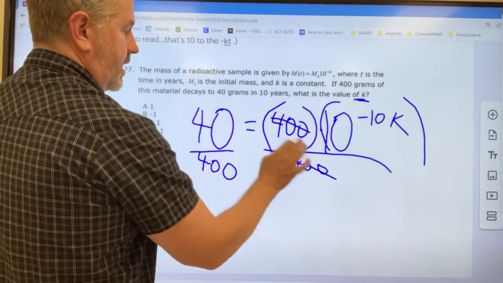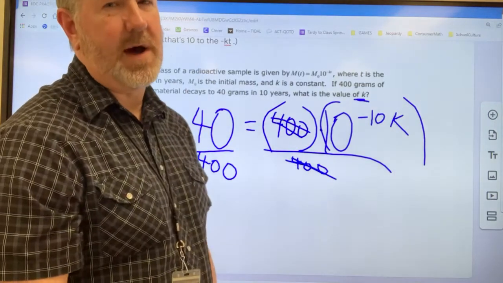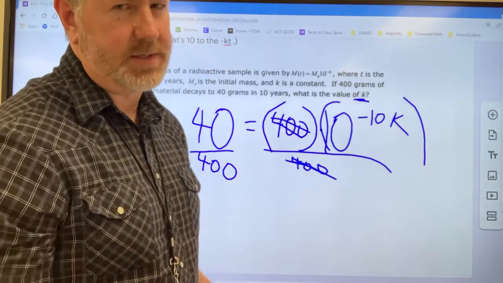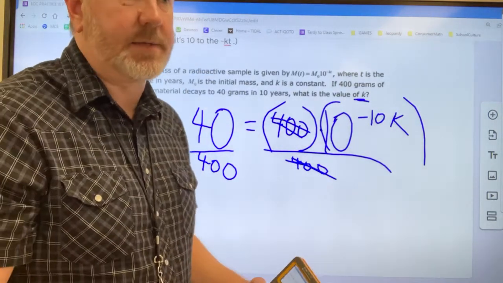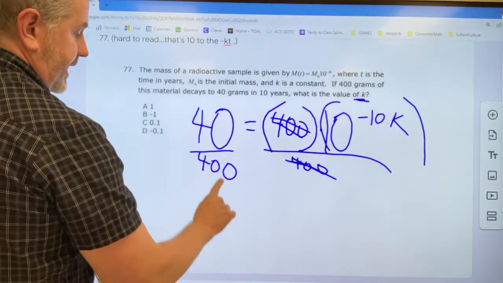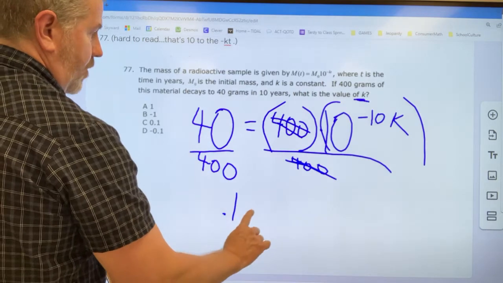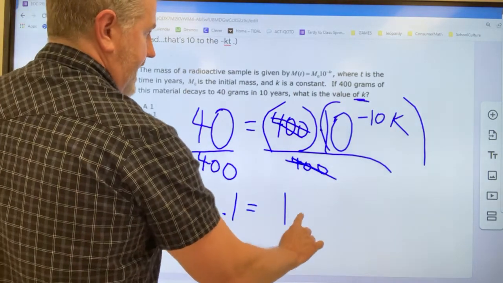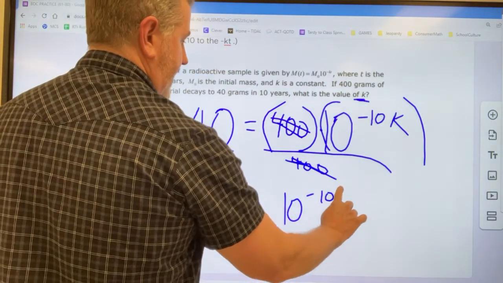Boom, boom, gone, gone. You really learn after a while that these problems are written very much the same. That's why this practice is going to make you incredible at the actual EOC. So this, in your calculator, you realize that's 0.1 equals 10 to the negative 10k.